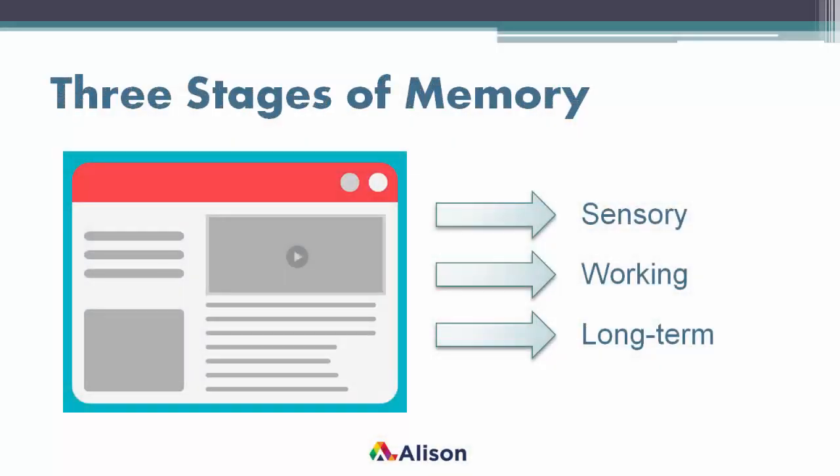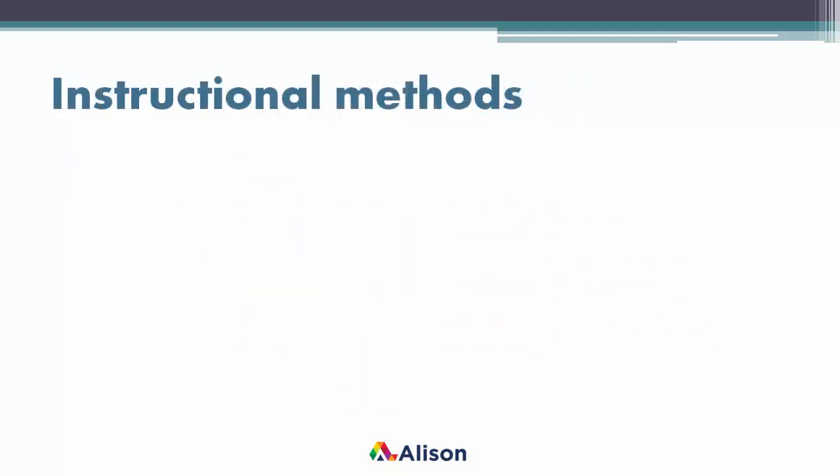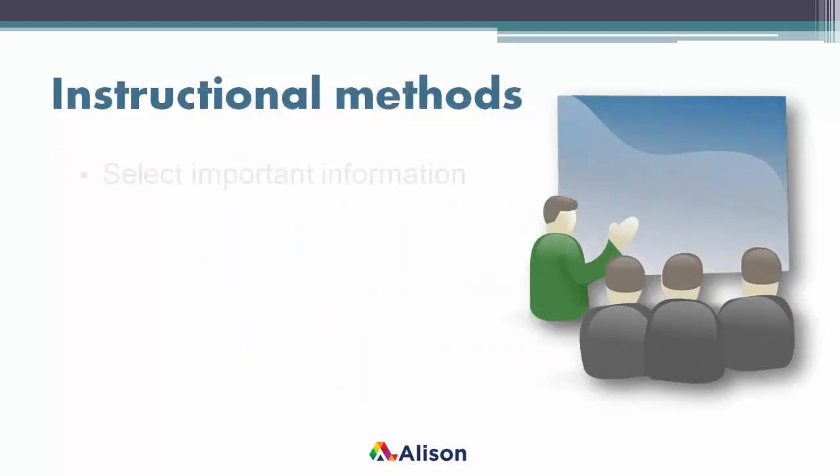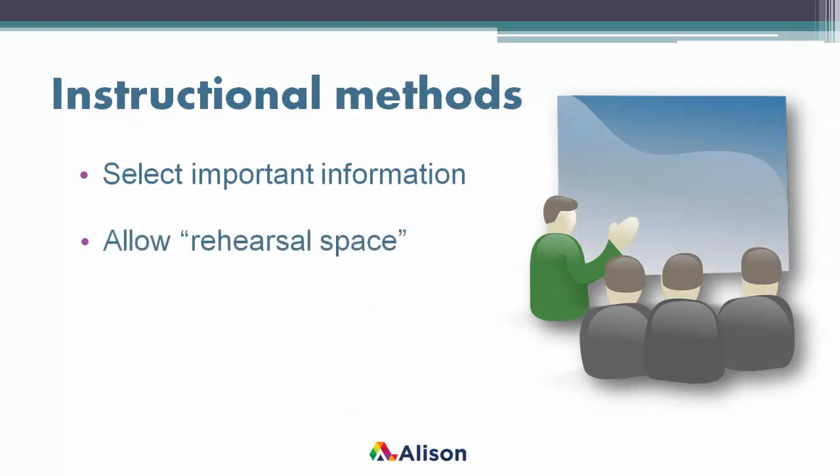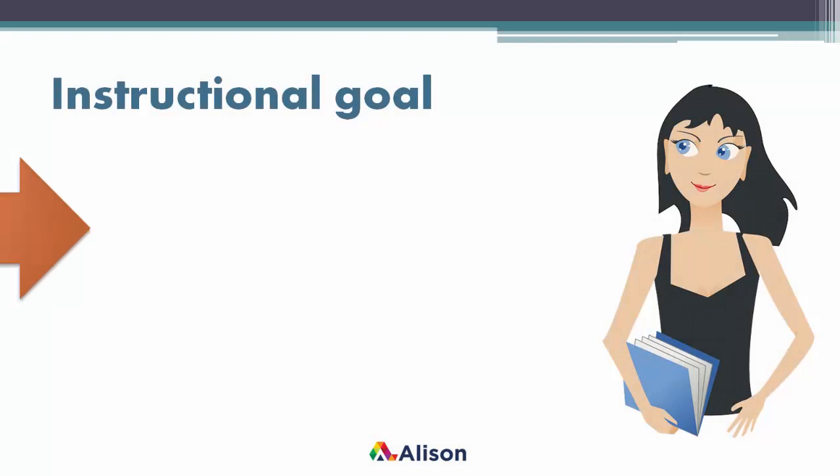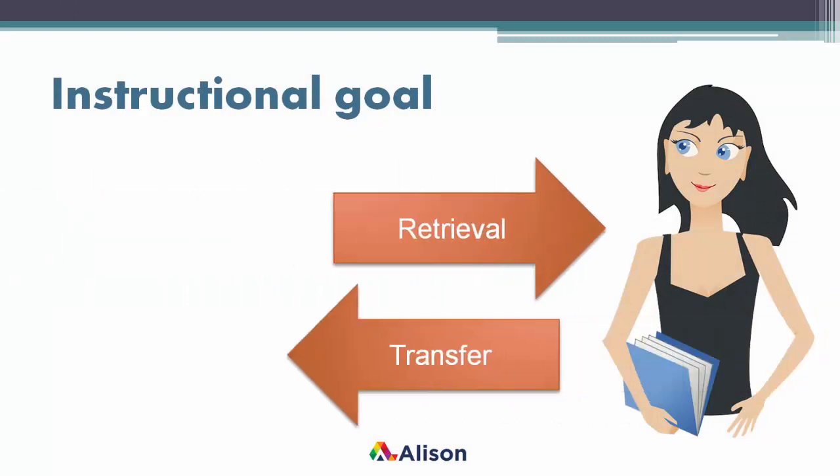The instructional methods used to create effective e-lessons must guide the learner through the 3 stages of memory. That is, sensory, working, and long-term memory. This involves selecting the important information for lessons. It also involves allowing the working memory the rehearsal space needed to effectively process information. The ability of the student to successfully retrieve and transfer new knowledge and skills from their long-term memory is the goal of effective instructional design.